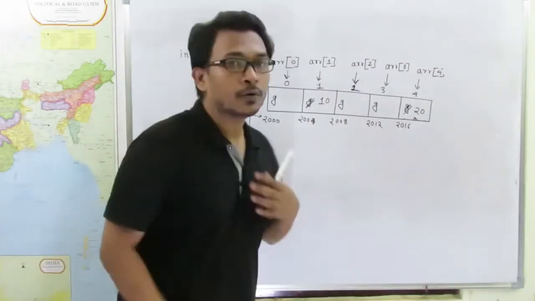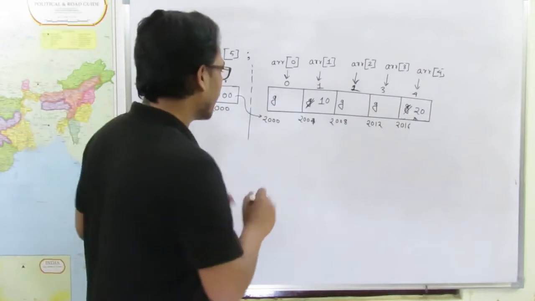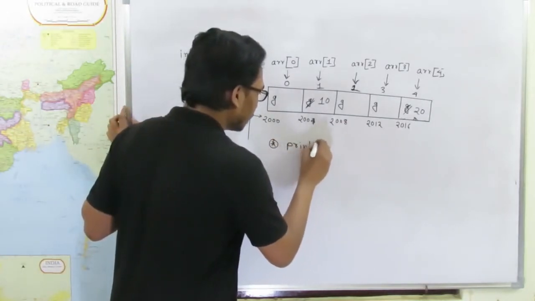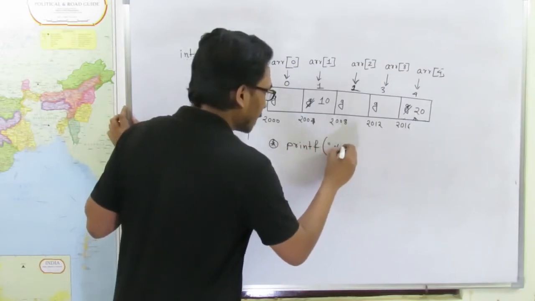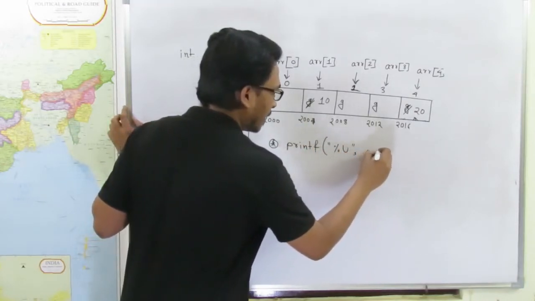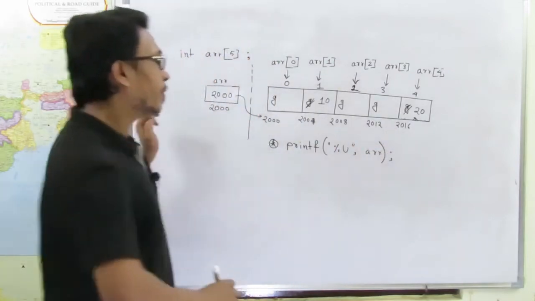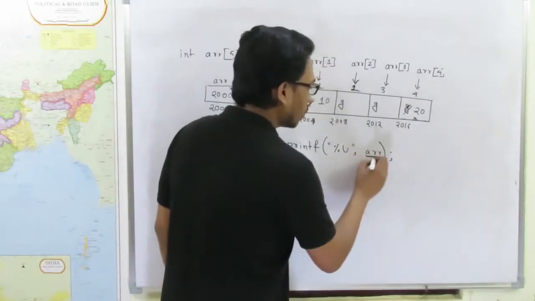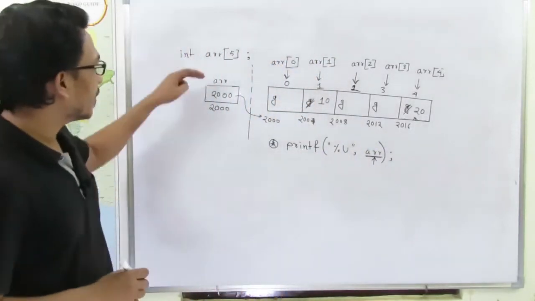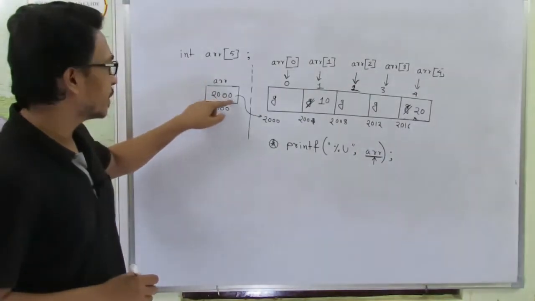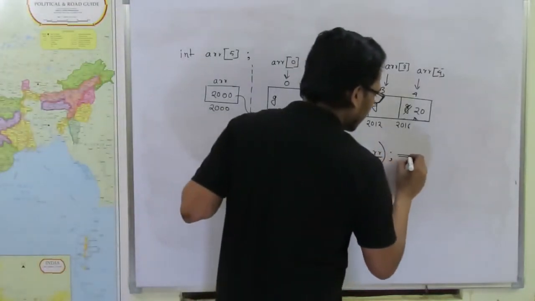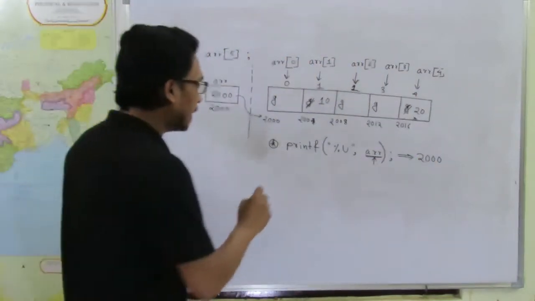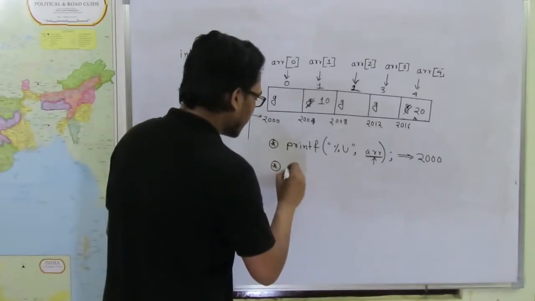Clear? Now let's say we give the instruction printf %u ARR. What will it print? Here the identifier given is ARR. So what is the content of ARR? The content of ARR is 2000. That means it will print 2000 here.